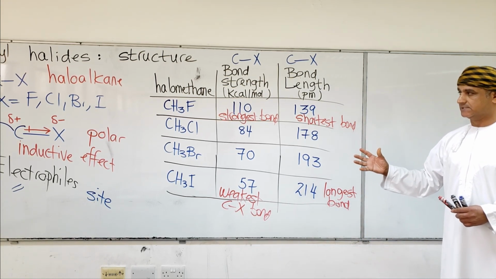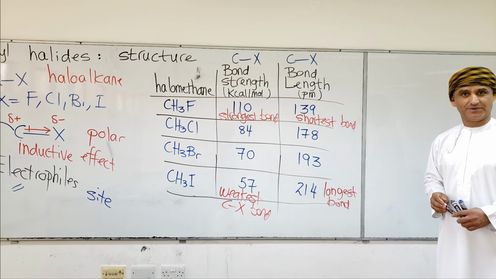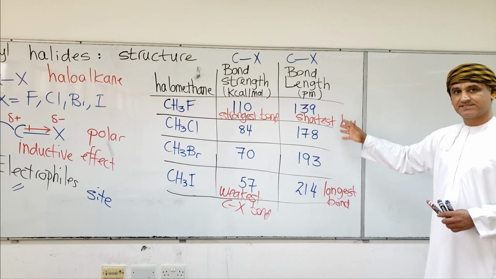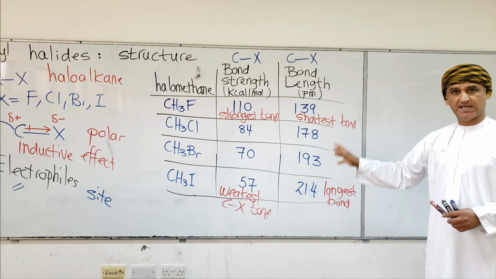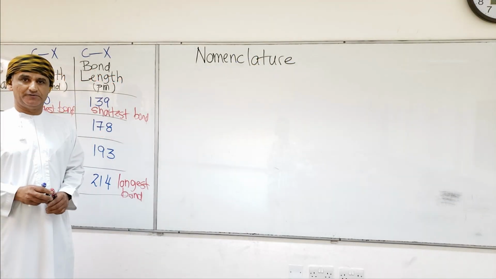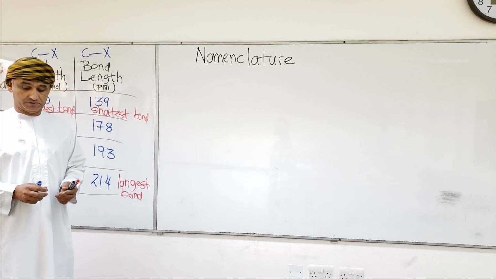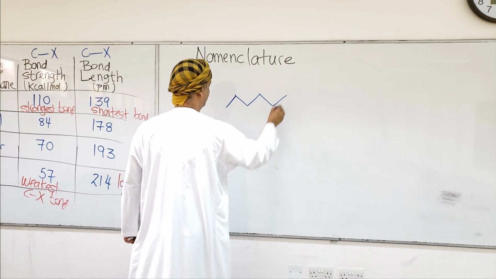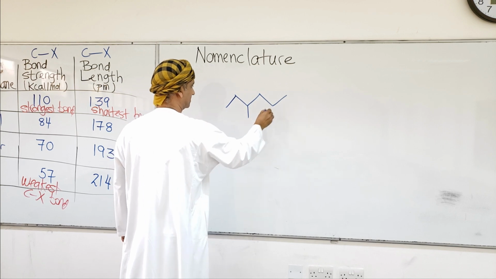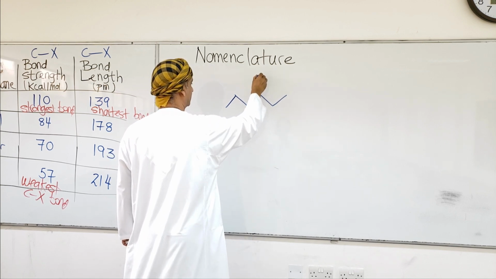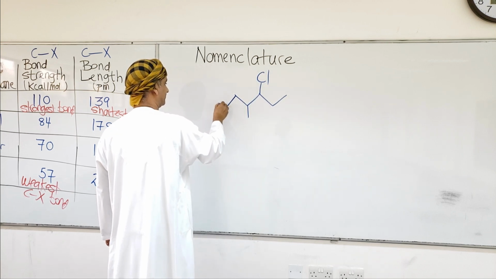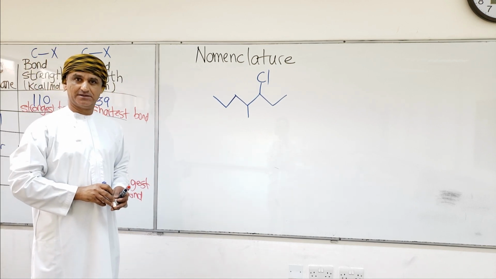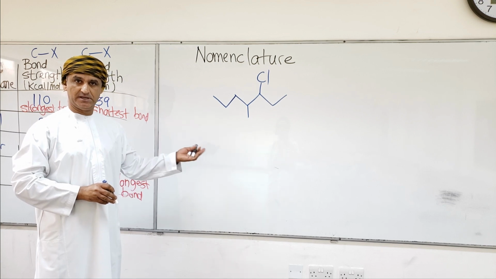So to summarize this, as we go down the 7A group, or the halogens group, the CX bond gets weaker and also it gets longer. The bond strength decreases and the bond length increases. Nomenclature of alkyl halides follows IUPAC rules. If we take a very simple example of a compound that contains a halogen, something like that, we follow IUPAC rules in order to name this alkyl halide.